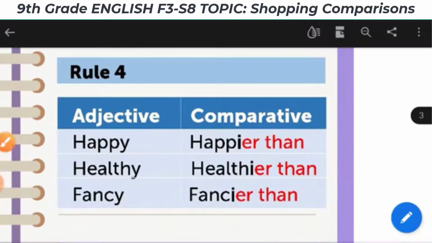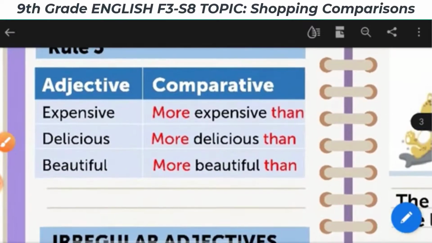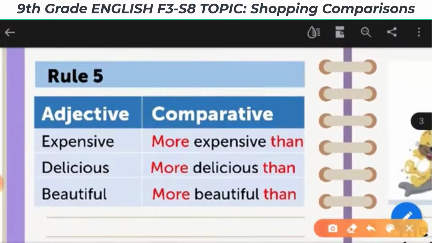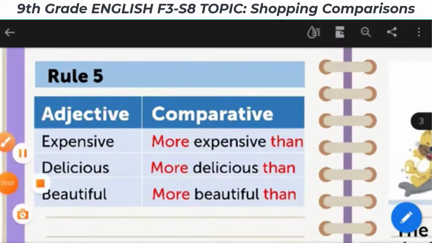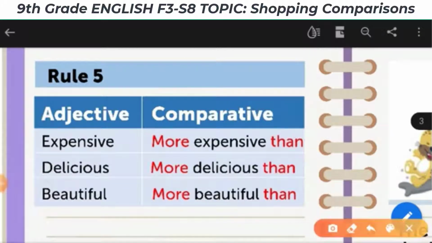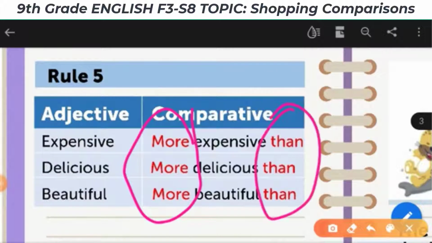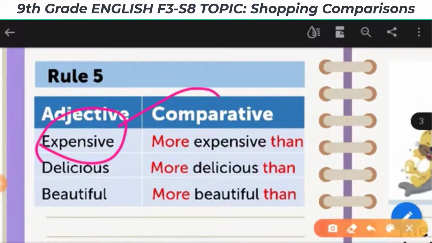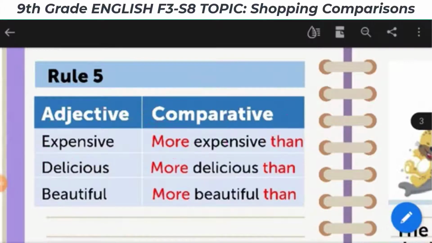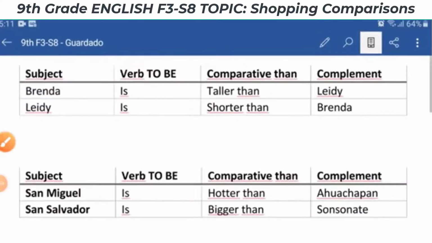Now, let's continue. Let's see here. Rule number 5. Aquí, si ustedes se fijan, ya los adjectives ya son un poco más largos, ya no son cortitos de una o de dos sílabas, sino que ahora ya tienen 3 sílabas. Expensive, yes. Delicious, beautiful, 3 sílabas. Ahora en este caso ya no se les añade ER al final. Mira lo que se les añade. You add more than. Okay. For example, tenemos el adjective que es expensive y se pone en medio de more than. Example. Vamos a ver los examples. Examples here.